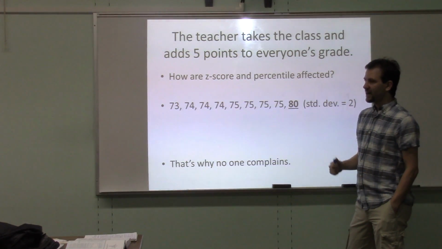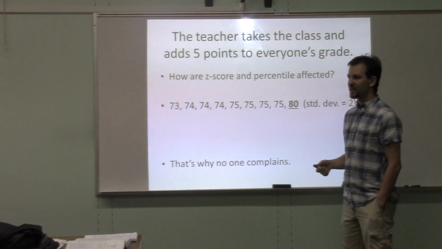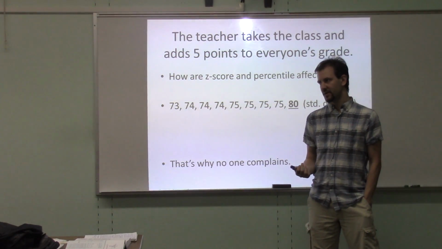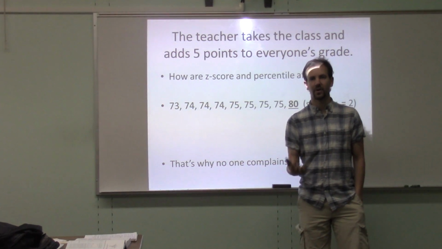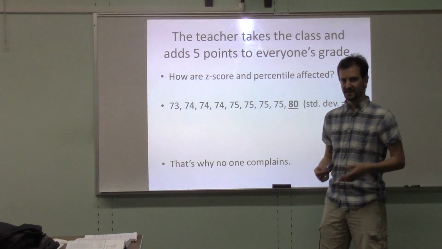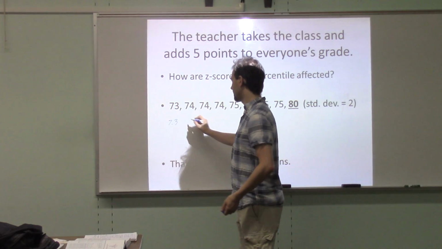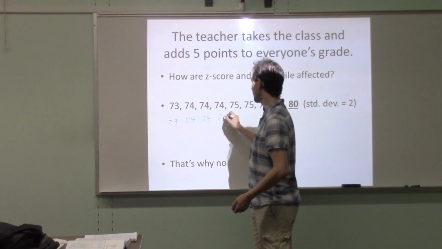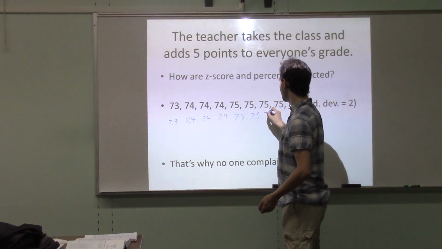Let's take a look at a different sort of transformation. What happens when you multiply by something? Imagine that your teacher says, this test is worth 10% of your overall grade for this term. So everybody starts calculating how many points they've earned. This person has earned 7.3% of their term grade. This person has earned 7.4% of their term grade. 7.4, 7.4, 7.5, 7.5, 7.5.